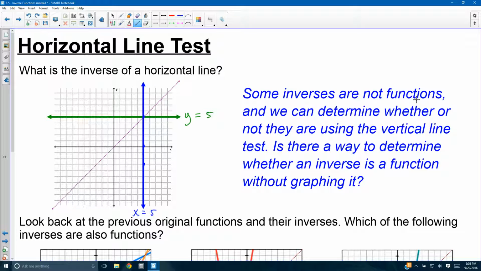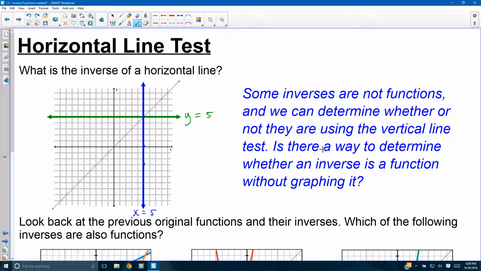Some inverses are not functions, and we can determine whether or not they are using the vertical line test, and I just did right here. A vertical line definitely fails the vertical line test. It's not whether it is a vertical line. The vertical line determines whether or not there are multiple y values for any single x value in your equation. The only x value in our equation here is 5, and there's an infinite number of y values, so it's definitely failing that.